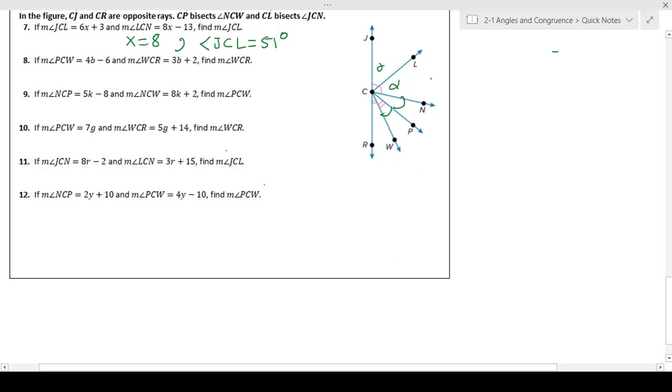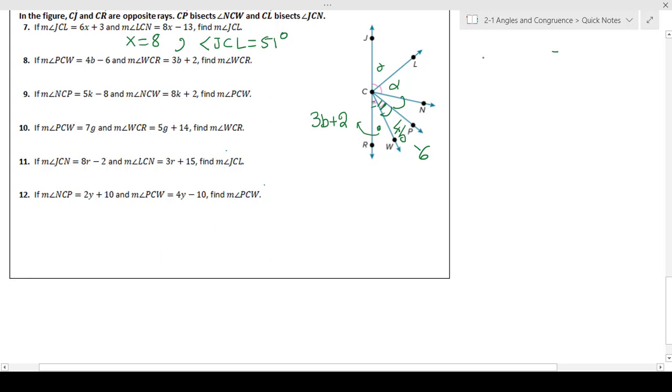Now, if PCW, this angle, is equal to 4B minus 6, and the measure of WCR, this one, is equal to 3B plus 2, find the measure of WCR. He wants the measure of this angle. He gave me here that this angle is equal to that angle. It's put on the drawing, okay?